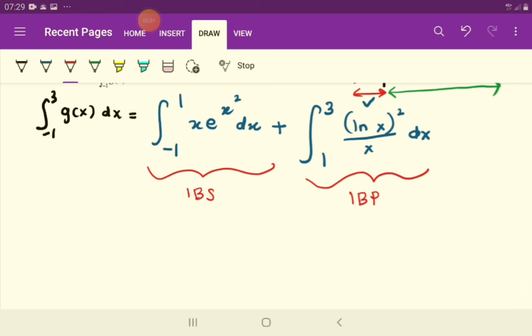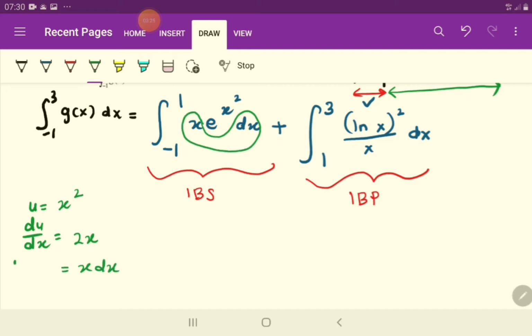For the substitution, we take u to be the power, which is x squared. If we find the derivative, we get 2x. We can see that here we have x dx, so we make x dx the subject, and it becomes 1 over 2 du. So this will be e to the power u, because x squared equals u, and x dx is 1 over 2 du. I don't put the limits because now I have variables in terms of u.